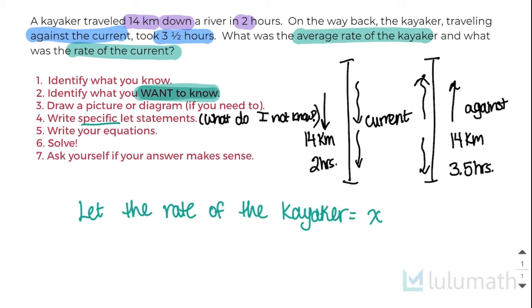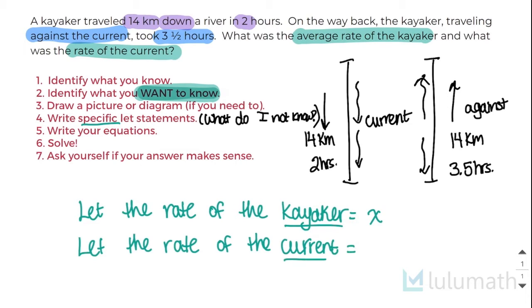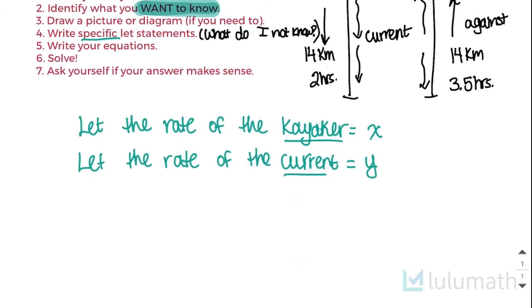And remember, we want to be specific with our let statements. So we have to say it's the rate of the kayaker. Don't just say rate, because we also don't know the rate of the current. So we have to write a second let statement for the rate of the current. So again, we have to be specific so we know which one we're talking about. And that's going to equal Y, okay?